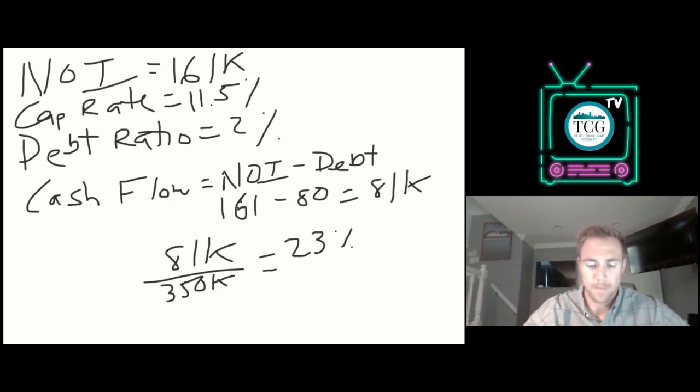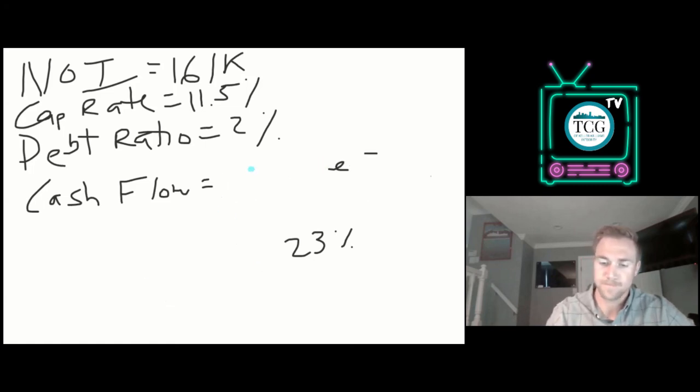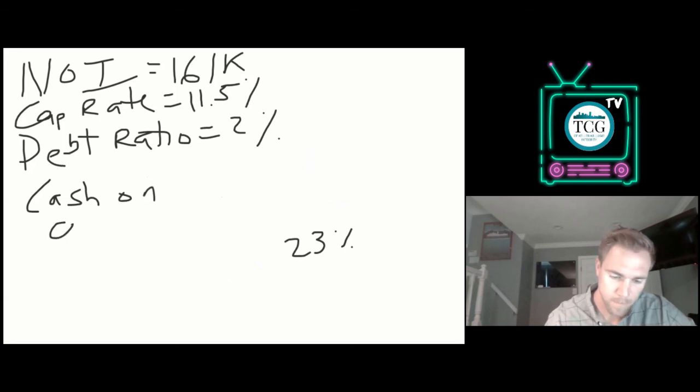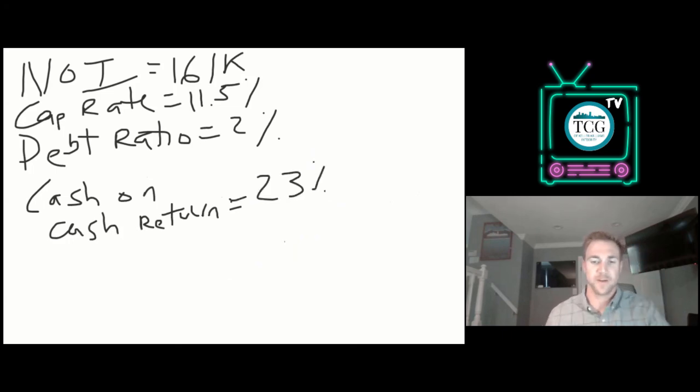So that's how you calculate those. I'm going to throw this up here so we have all those numbers. So we want the cash on cash return equals 23%. Okay, so those are the major factors you're going to figure in when you're underwriting any deal: the NOI, the cap rate, the debt ratio, and the cash on cash return. Obviously, the higher all those numbers are, the better they are.